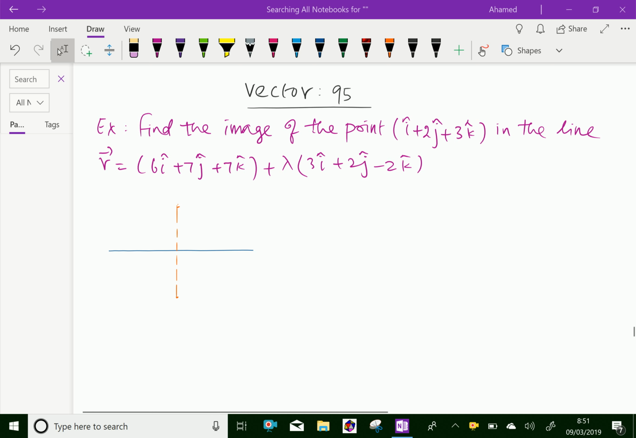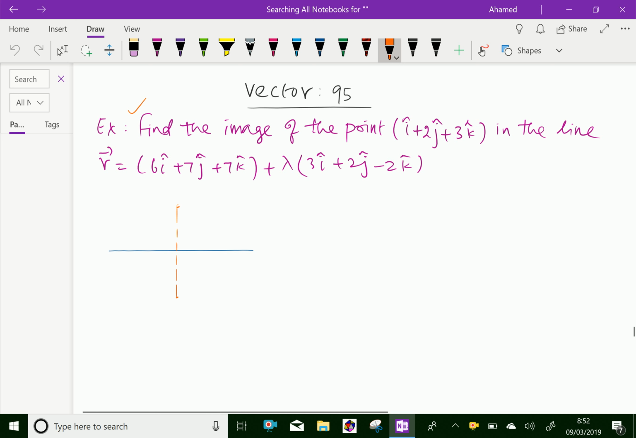Look at this example. Find the image of the point i plus 2j plus 3k in the line r equals 6i plus 7j plus 7k plus lambda times 3i plus 2j minus 2k.